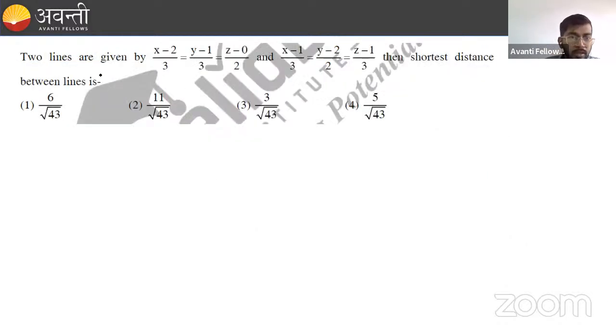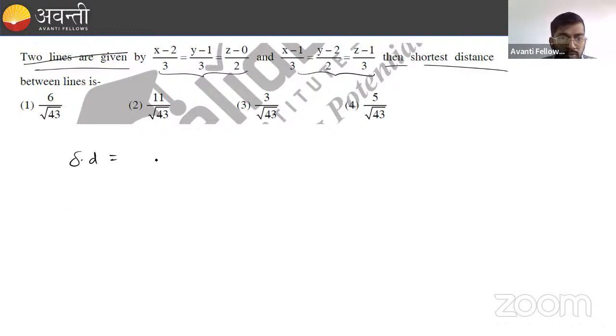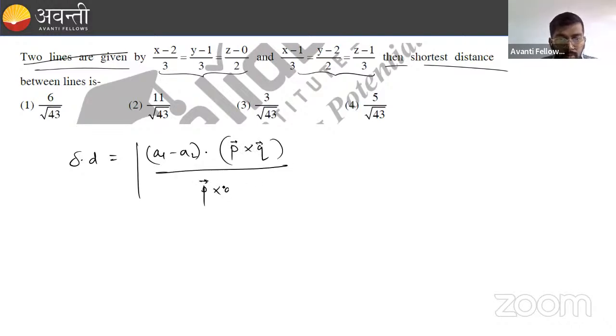Now here it says two lines are given by the two line equations, in vector form. Then find the shortest distance between these lines. We all know the shortest distance formula is: a1 minus a2 dot product of p bar cross q bar, upon the modulus of p bar cross q bar, right?